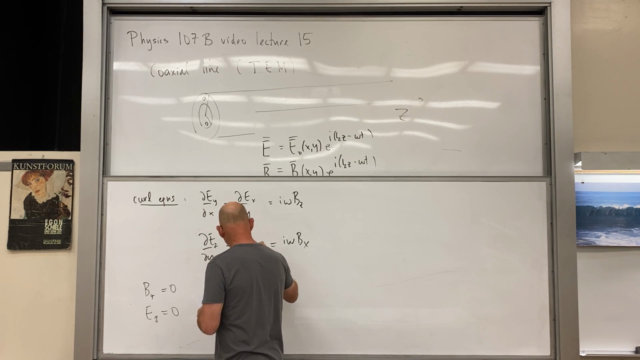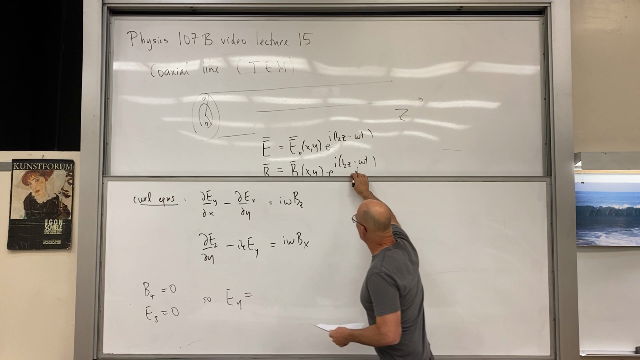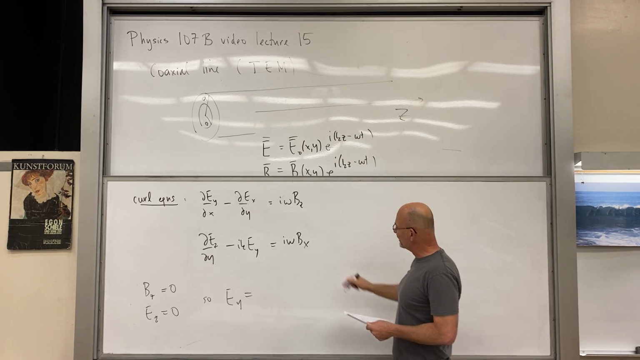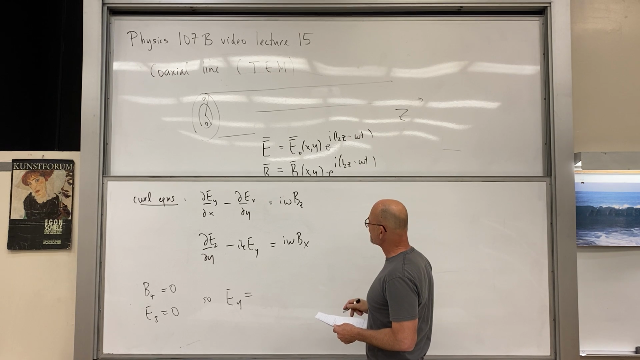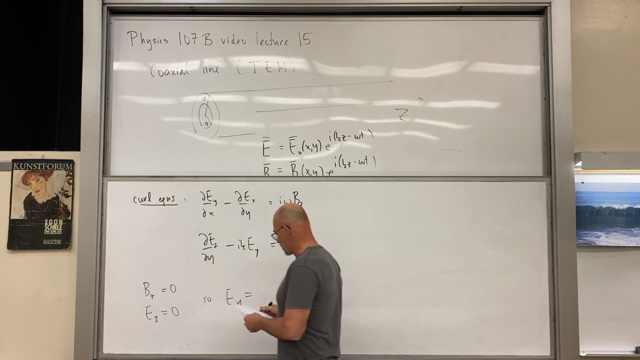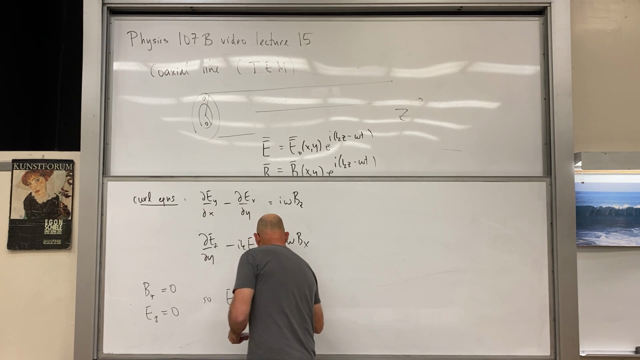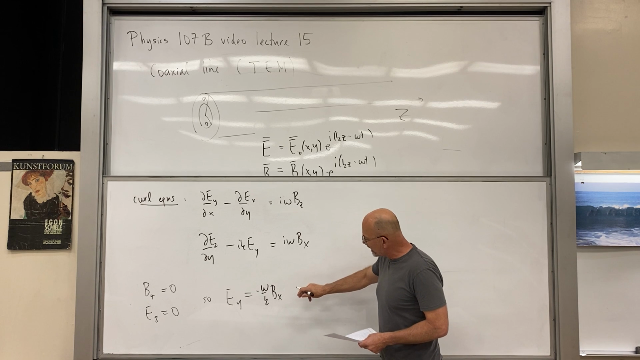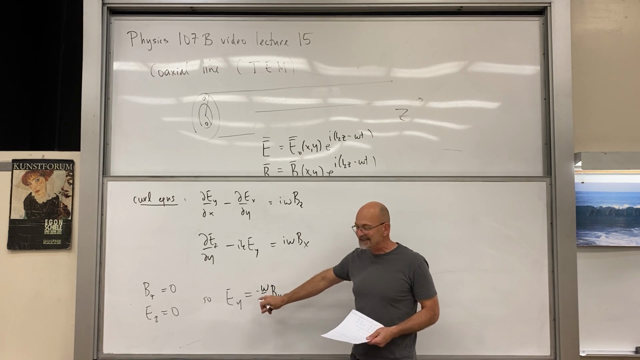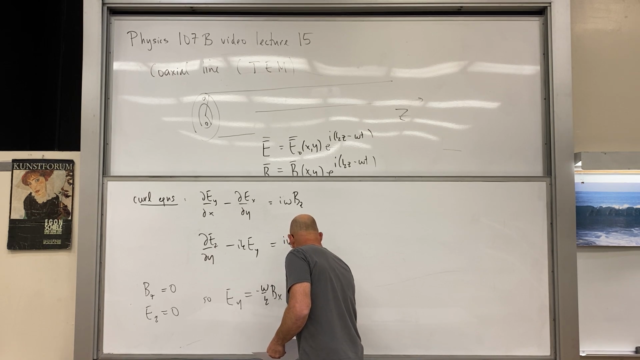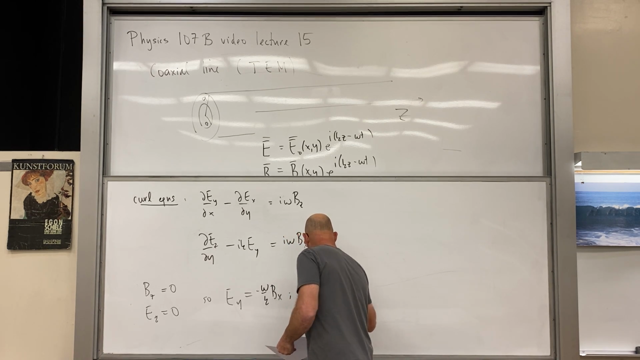Now that we have these up here, with the z derivative, good. So omega over k Bx. Of course we recognize the ratio of E and B as just being c, so that tells us that c is just omega over k, so that's good.